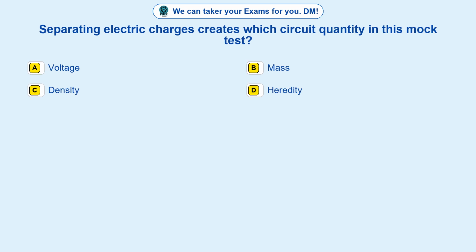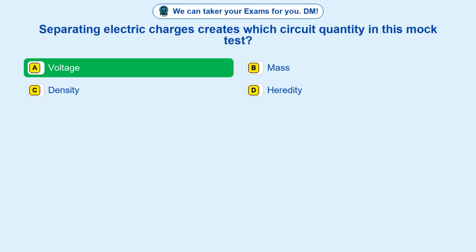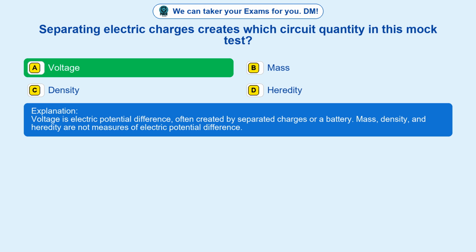Question 70. Separating electric charges creates which circuit quantity in this mock test? Option A, voltage. Option B, mass. Option C, density. Option D, heredity. The correct answer is option A. Voltage. Voltage is electric potential difference, often created by separated charges or a battery. Mass, density, and heredity are not measures of electric potential difference.